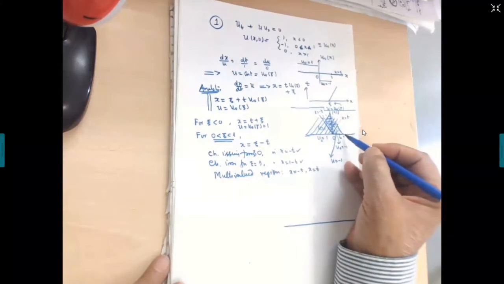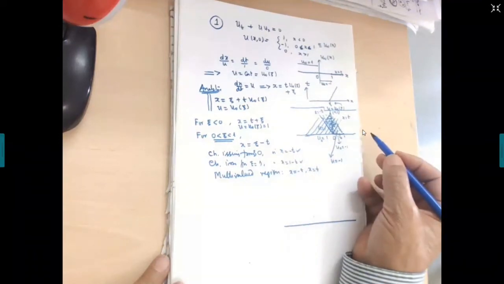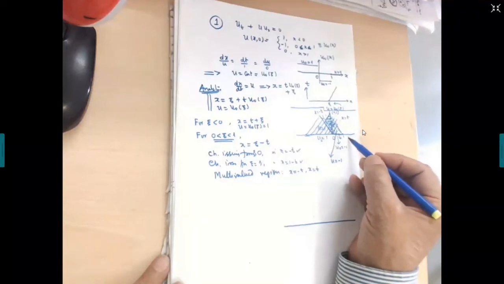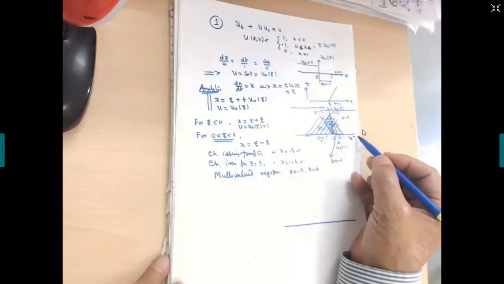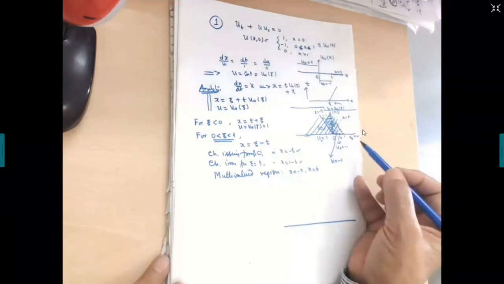What will happen to the characteristics issuing from the remaining part of the real line on the right? Sir, x is equal to xi. Very good, very nice. Because here u naught is 0, and where x is greater than 1, u naught is 0.